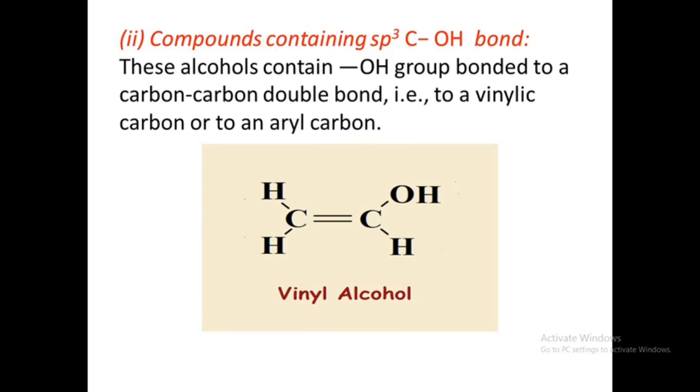Now let us consider compounds containing an sp2 carbon-OH bond. In this case, the OH group is directly bonded with a carbon atom which forms a carbon-carbon double bond with another carbon atom. That carbon is known as a vinylic carbon, and the OH group is directly attached with the vinylic carbon, and hence the alcohol is known as vinylic alcohol.